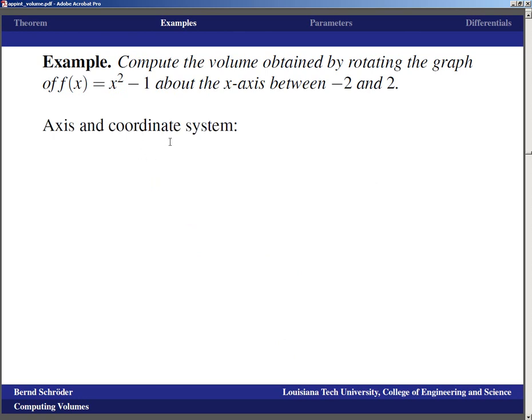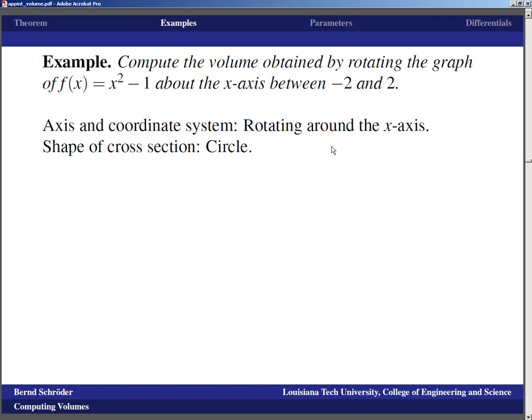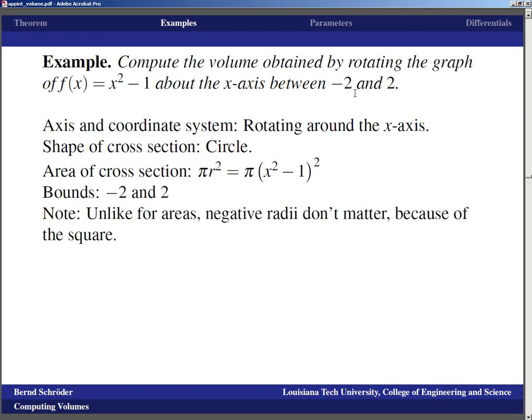So what do we have? Axis and coordinate system. Well, this thing is rotating around the x-axis, so we probably want to use the x-axis because that's where we know that the cross sections are circles. The area of the cross section therefore is pi r squared, and the radius, well, the radius is the value of the function at x, right? So the area of the cross section is pi times (x squared minus 1) quantity squared. And the bounds were given, goes from -2 to 2.